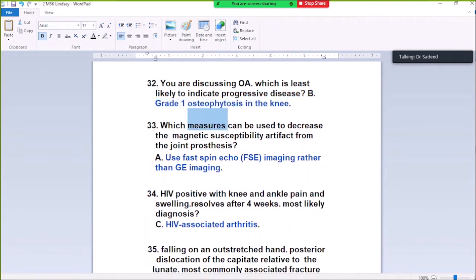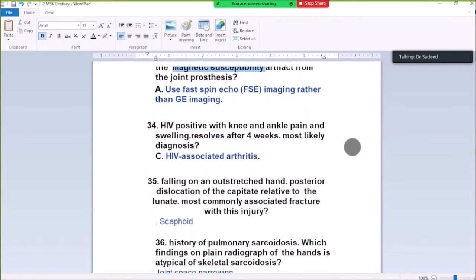33. Which measures can be used to decrease magnetic susceptibility artifact from the joint prosthesis? The use of fast spin echo images rather than gradient echo sequences helps decrease magnetic susceptibility artifact.